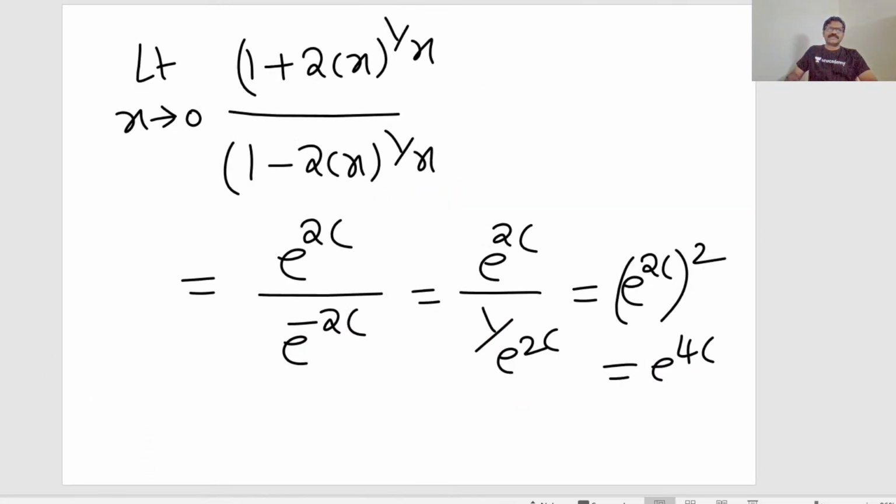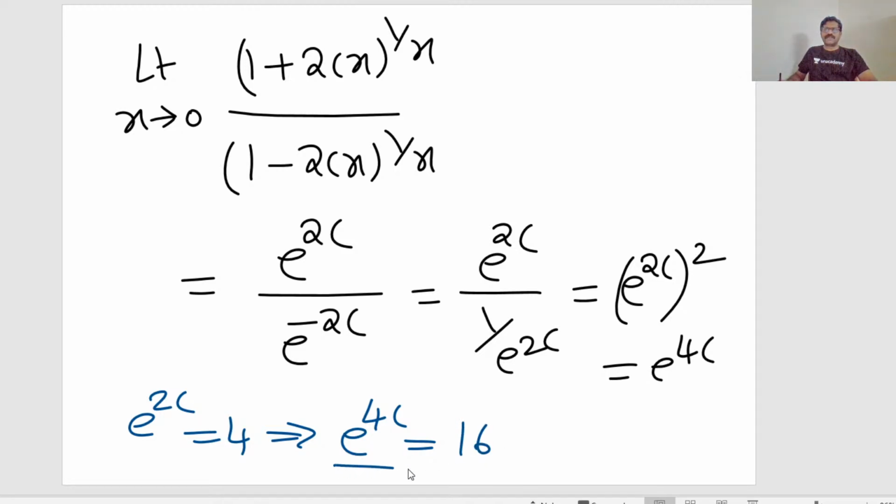Now, since e power 2c is 4, the square on both sides, e power 4c will be 16. Therefore, correct answer is 16. Since e power 2c is 4, therefore e power 4c is 16.